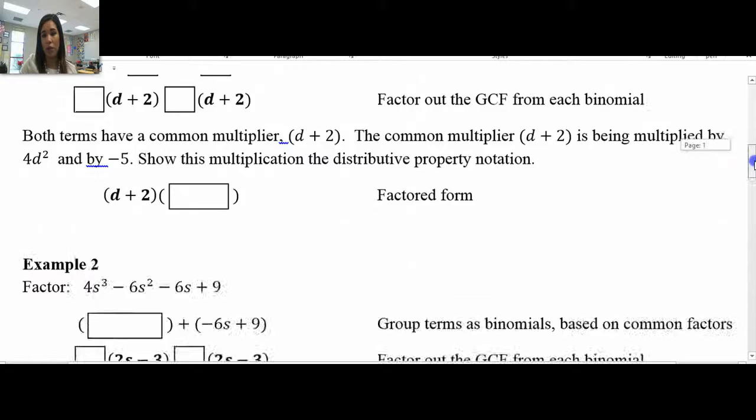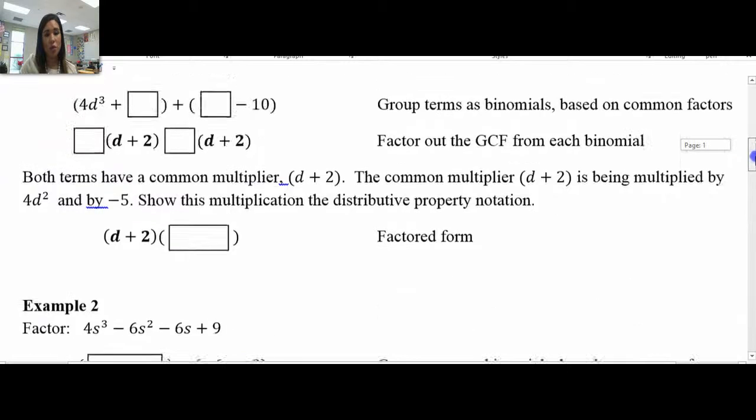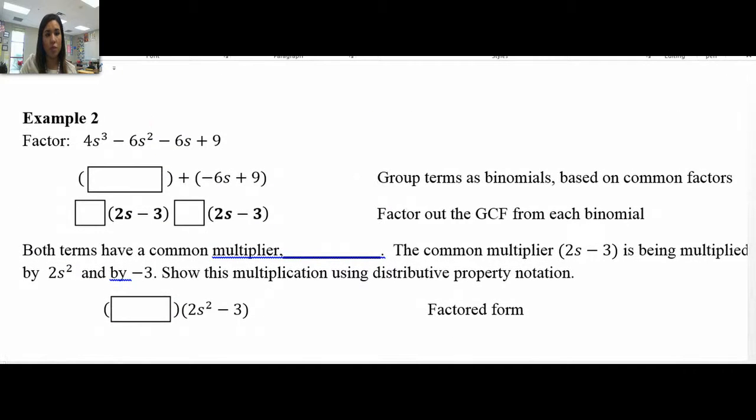Okay, let's go ahead and take a look at example 2. In example 2, we're doing the same kind of thing. So right away I'm going to group these two, and then I'm going to group these two. Here I can take out 2, and I can take out an s squared also. So what am I left with? I'm left with s and then a minus 3.